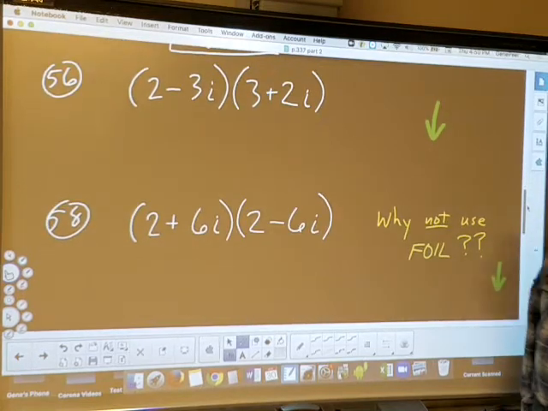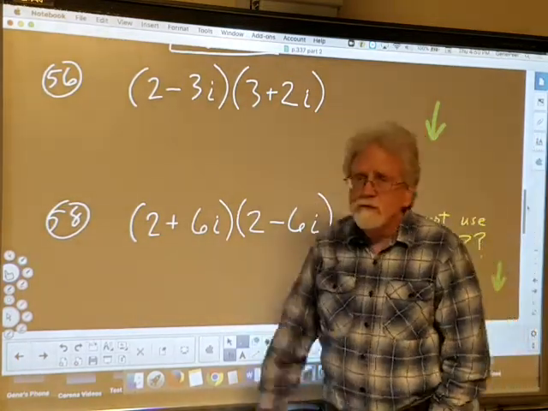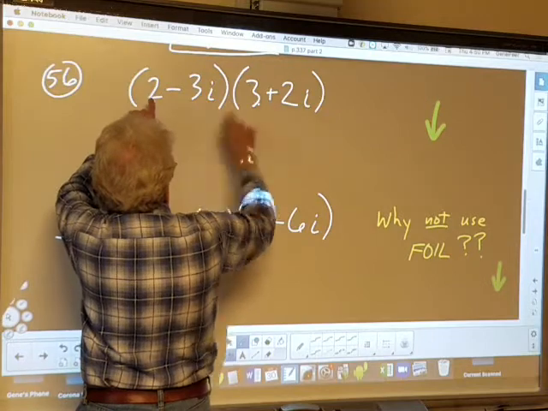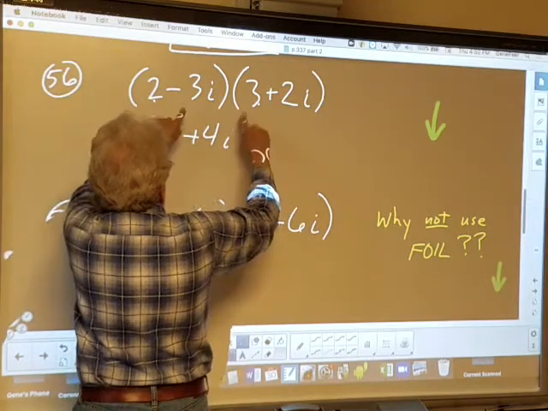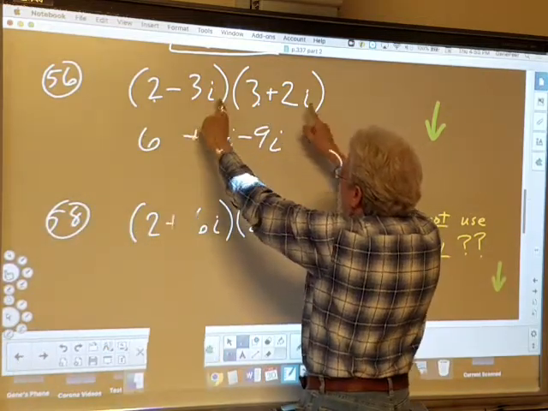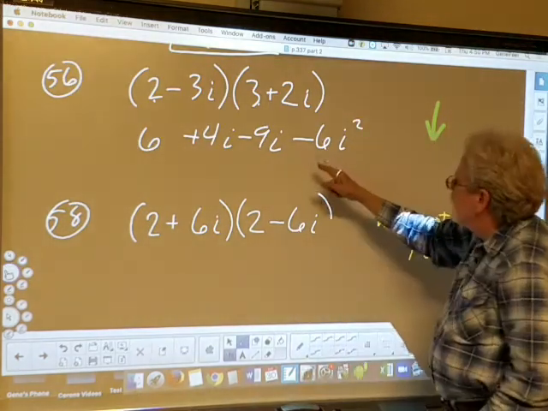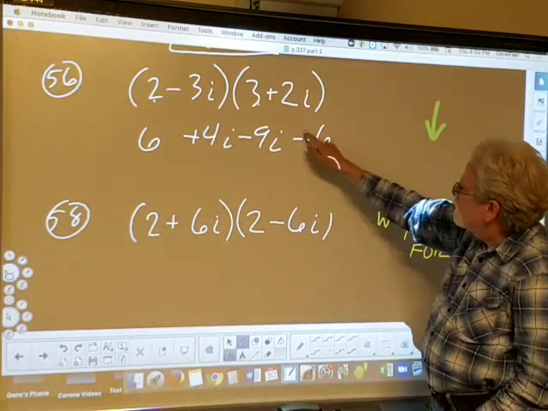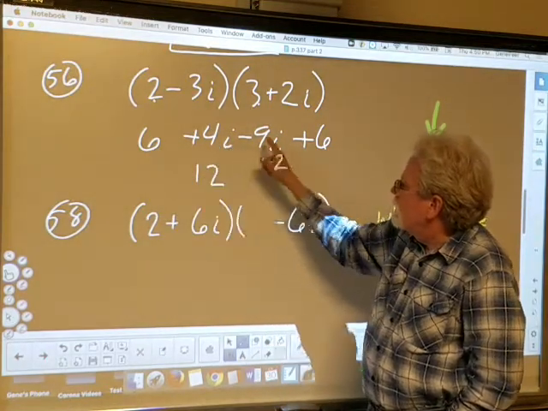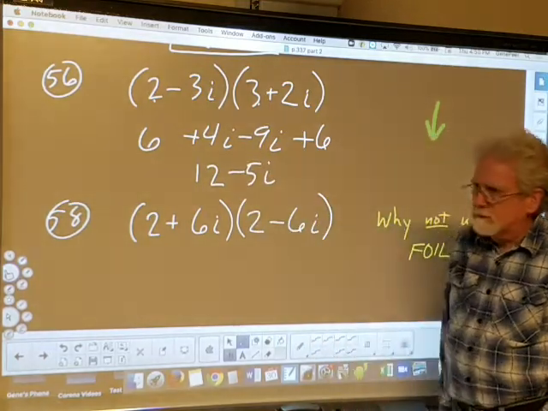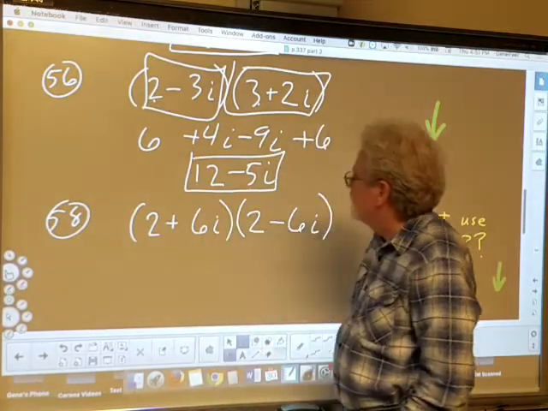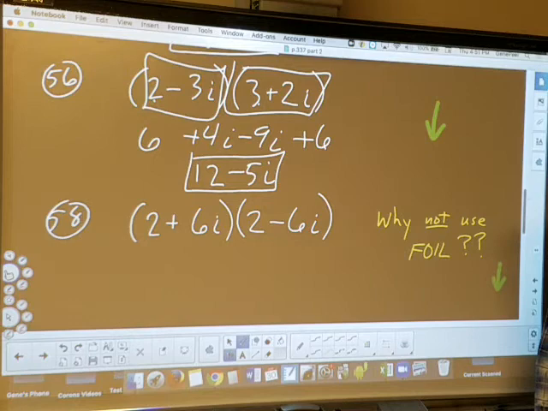56. This is not special yet. Again, FOIL. Firsts, 6. Outers, 4i. We could do this part in the head. Inners, negative 9i. Lasts, minus 6i squared. But you know what happens with that minus 6i squared? The I squared makes it turn into a plus 6. We've got 6 plus 6, we've got 12. We've got 4i minus 9i is minus 5i. Done. Again, a complex number times a complex number always gives another complex number. We don't get trinomials.